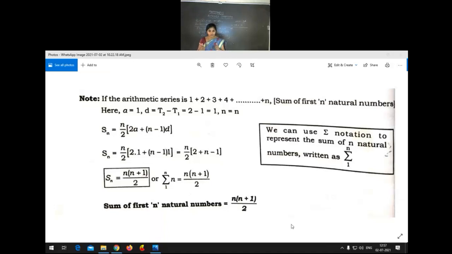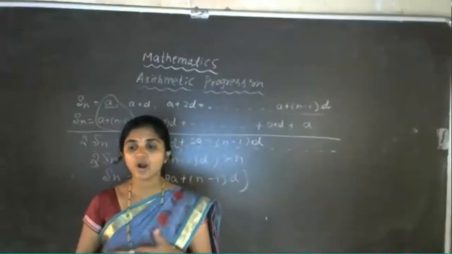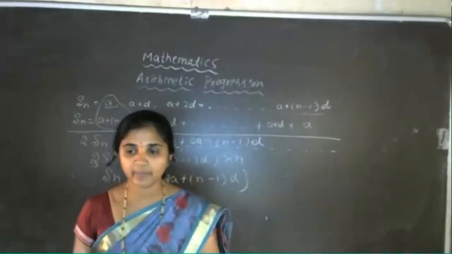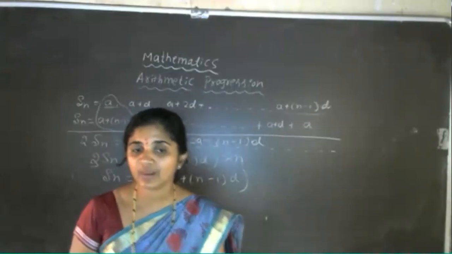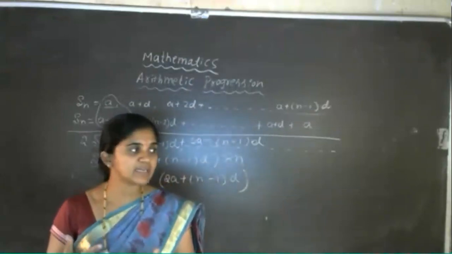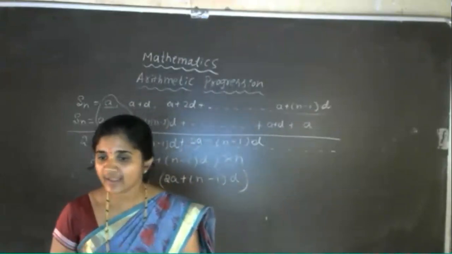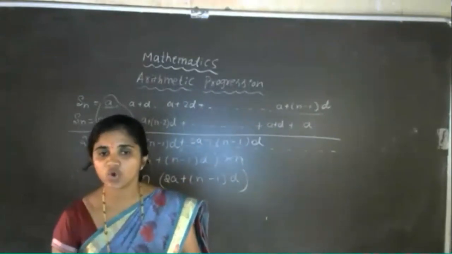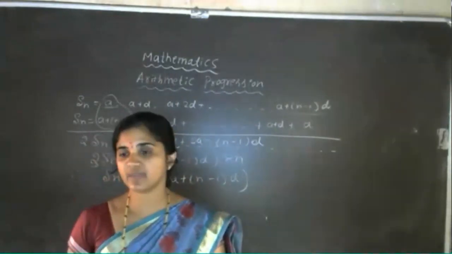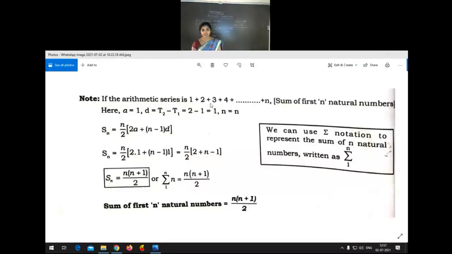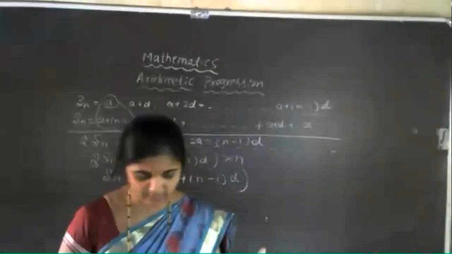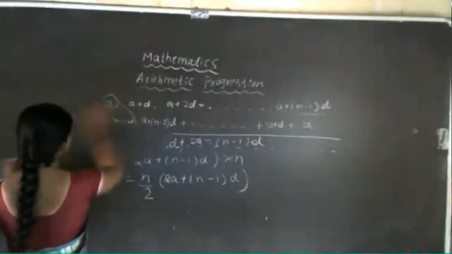So you got the formula now. To find out the sum of the first n natural numbers, we are using the formula n into n plus 1 divided by 2. Got the idea of this concept now, students? So only n natural numbers we have to take: 1 plus 2 plus 3. If you want clarification for this, I want to explain this on the board.